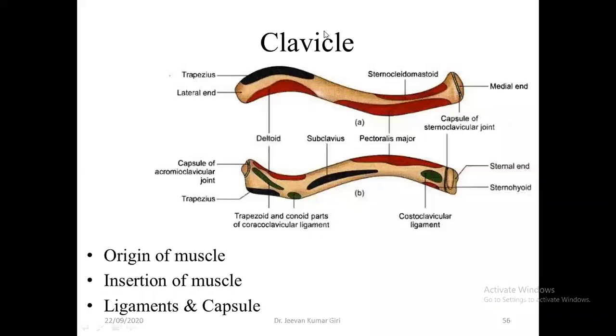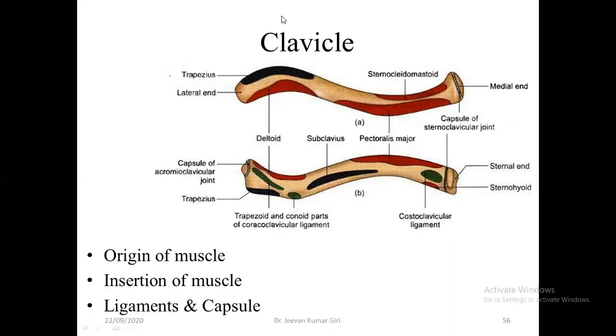Now see here, in the diagram you will find some red color, blue color and green color. The red color is for the site of attachment of the muscles, for the origin of muscles, and the blue color is for the insertion of muscles. It seems like black color, but it should be blue. The green color is for the attachment of ligaments, tendons, and joint capsule.